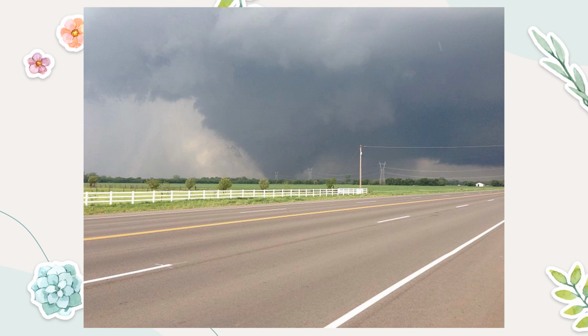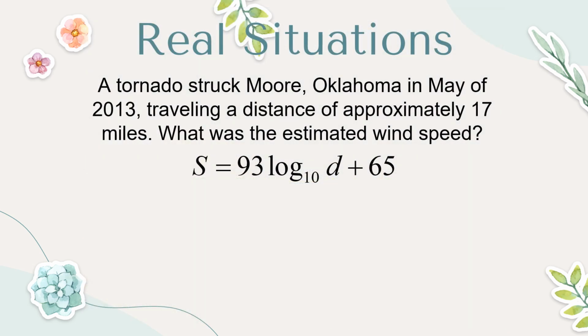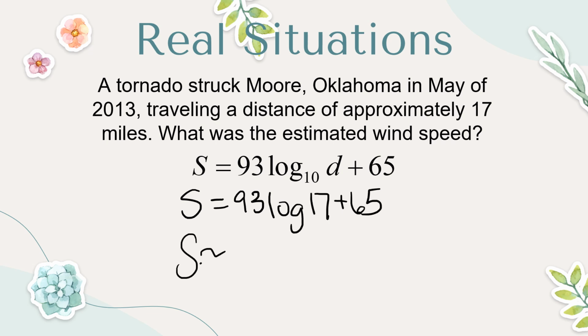So for example, I'm just going to throw up a couple of pictures here for you. This particular tornado struck Moore, Oklahoma in May of 2013, and it was traveling a distance of approximately 17 miles. That's easy to physically measure on the ground, right? But what's not as easy to measure is the estimated wind speed, without a bunch of data collectors in the tornado. Using this formula, we can physically measure the distance on the ground that it traveled, and by plugging in that value, we can calculate the approximate speed.